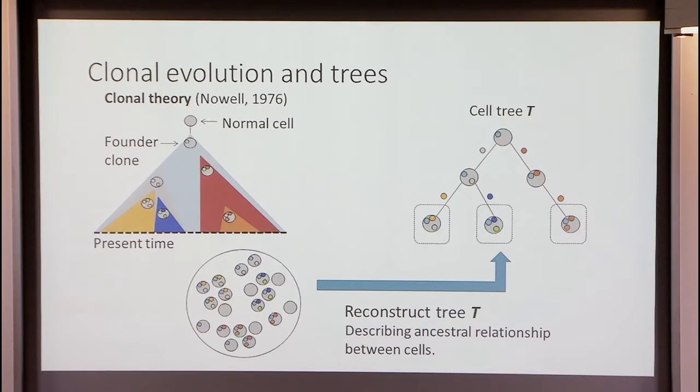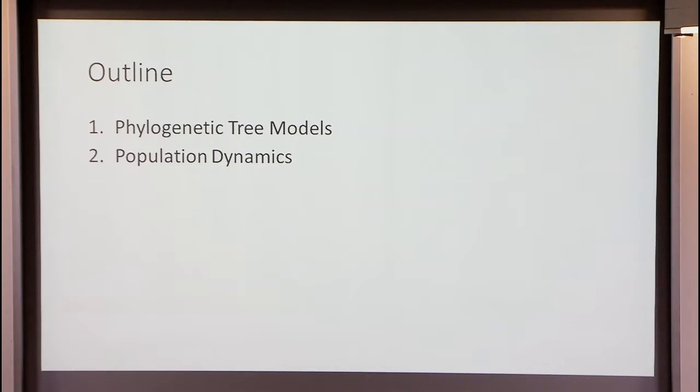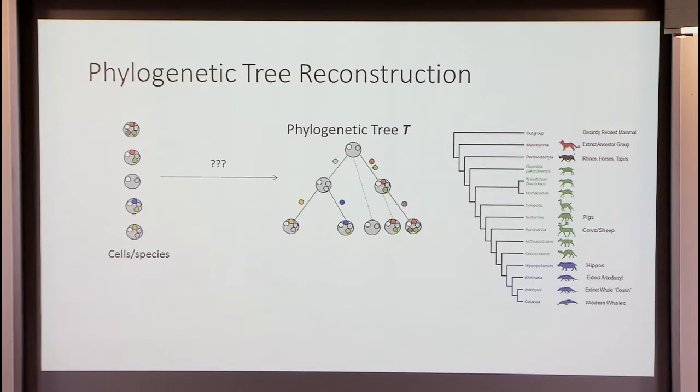And so what we'd like to do then is, from the data at the present time, from the cells and their mutations, try to reconstruct a tree that describes this ancestral relationship. For this talk, we're going to describe ways to build trees or to quantify this evolutionary process using two different types of models. One are phylogenetic tree models, and secondly, models that deal more with the population dynamics. So there'll be these two parts.